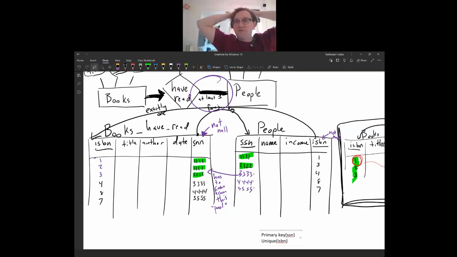Does the books-have-read table feature every social security number? Sorry, I think that was a bad way of writing the question, but what I meant to ask was, if you have a foreign key, will every single social security number that's featured in people be featured in books-have-read? Not necessarily. Okay. Yeah. This would be a bad example because of the constraints that I put here, but yeah, not necessarily.